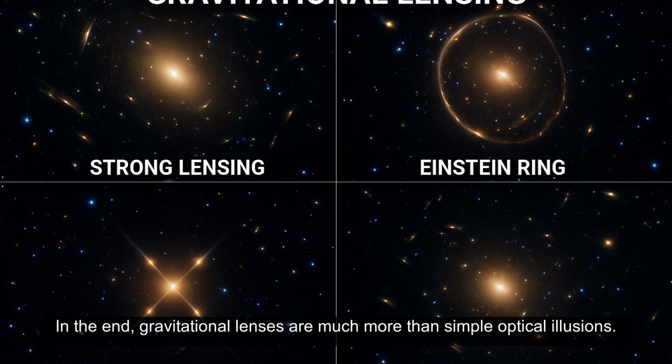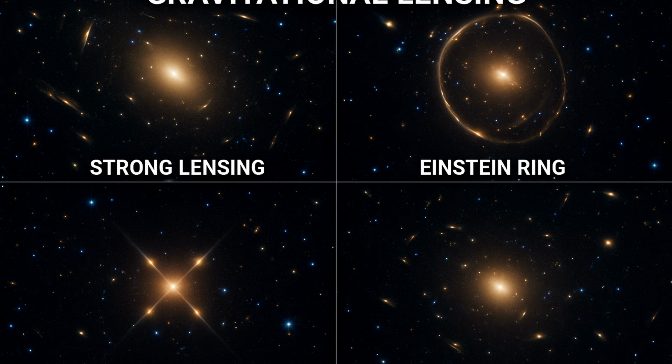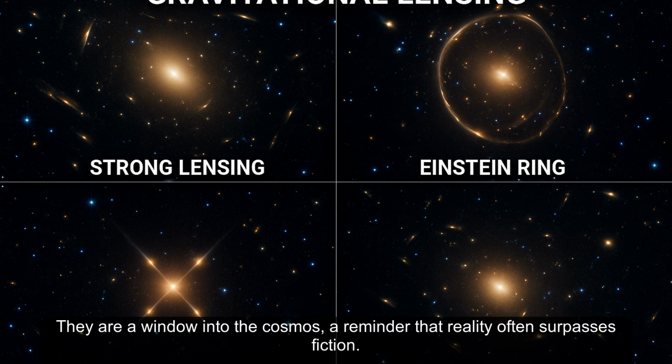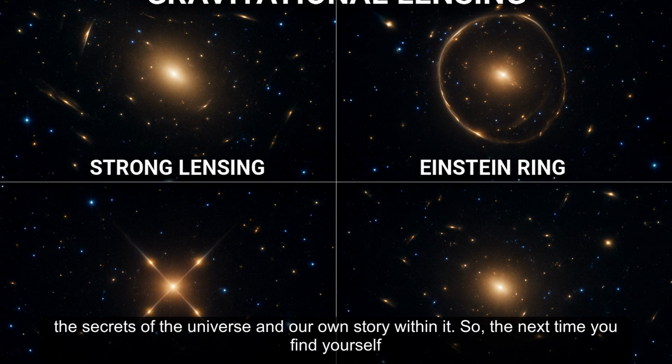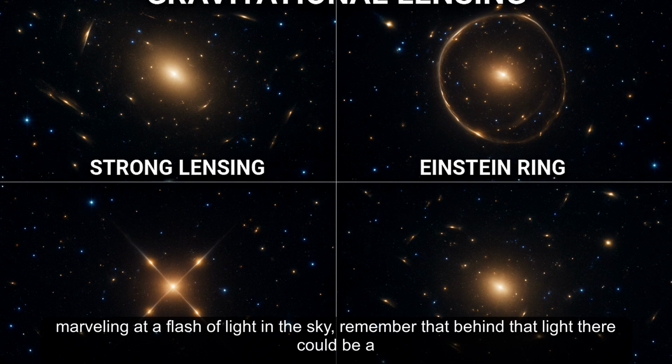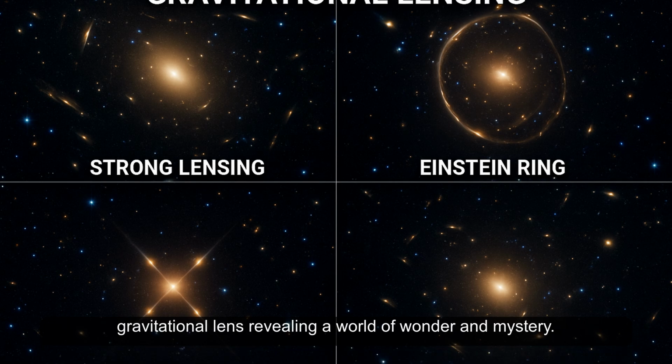In the end, gravitational lenses are much more than simple optical illusions. They are a window into the cosmos, a reminder that reality often surpasses fiction. As we continue to explore and understand these phenomena, we come a little closer to unraveling the secrets of the universe and our own story within it. So, the next time you find yourself marveling at a flash of light in the sky, remember that behind that light there could be a gravitational lens, revealing a world of wonder and mystery.